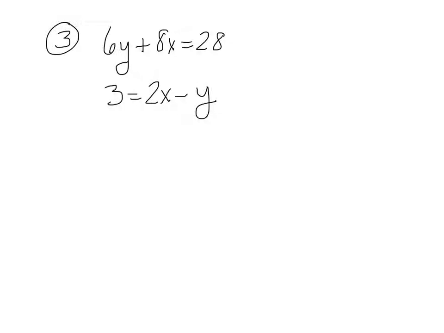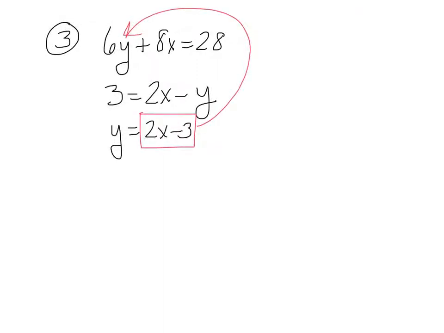So I'm actually going to add y and then subtract the 3. Now you could have subtracted the 2x and divided everything by a negative. That's okay. But I moved the minus y to the left and the 3 to the right. So I'm going to take this value here and plug it in up here for y. And that's going to give me 6 times (2x minus 3) plus 8x equals 28.